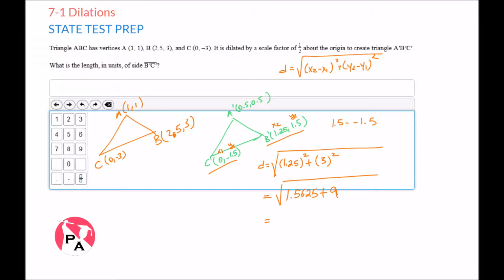Now we need to add these two numbers. If we add these together, we get 10.5625. Now if we take the square root of this number, we get exactly 3.25. So this would be the answer. In the state test, you're going to use a computer and you'll need to type this number 3.25 like this. And then you are going to submit your answer.